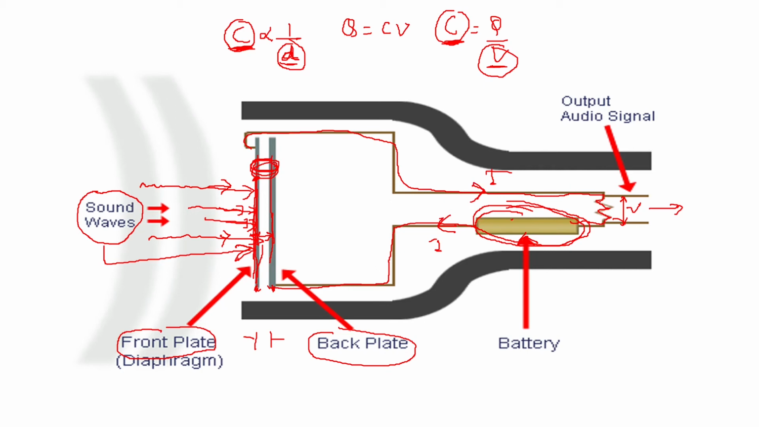And that current, if you take it across this resistance, you will have a variation in voltage. That means however the sound waves vary here, at the output you will get variation in voltage. That means as a whole, sound energy is converted to electrical energy. Then afterwards you can amplify this voltage and take it at the output with some wire connections.